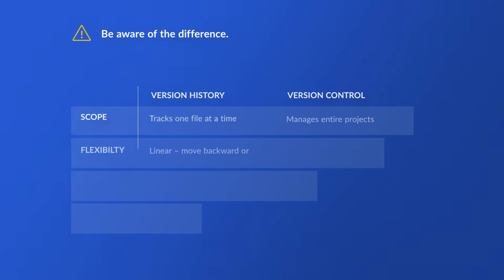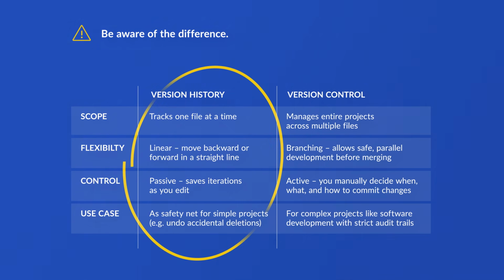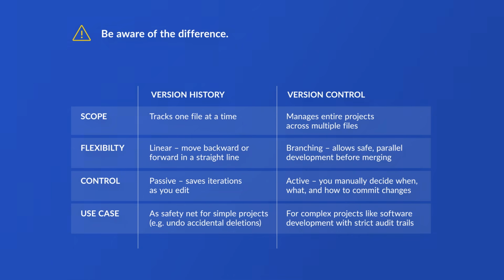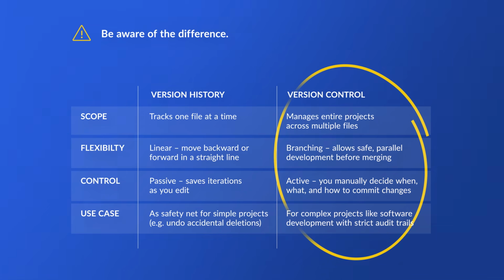You should be using version history in Power BI Desktop or SharePoint if you are a Power BI author working with PBIX files and you want to have that safety net. Or if you just want to make sure that you can recover from a bad save. You should not be using version history if you need that full development workflow.